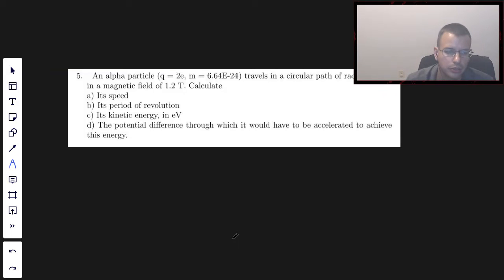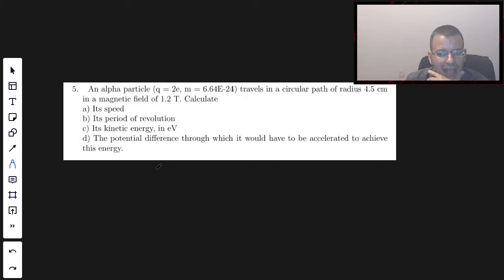An alpha particle with a charge of 2e, 2 elementary charges, and a mass of 6.6 times 10 to the -24th, I'm going to assume kilograms because that sounds about right, travels in a circular path with a radius of 4.5 centimeters. We'll have to convert that to meters. A magnetic field of 1.2 Teslas. Calculate the speed of the alpha particle.